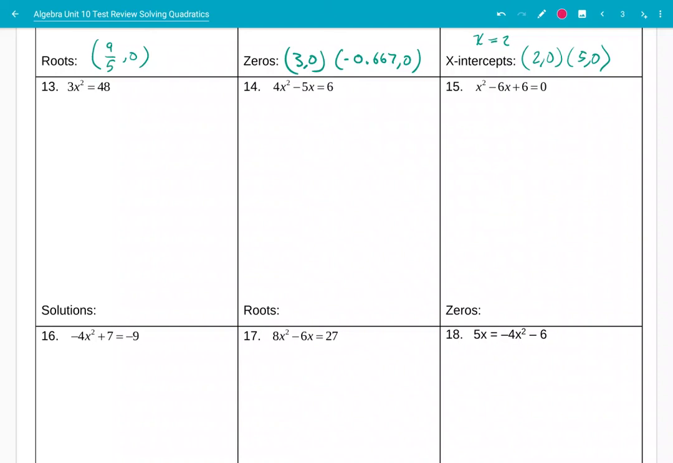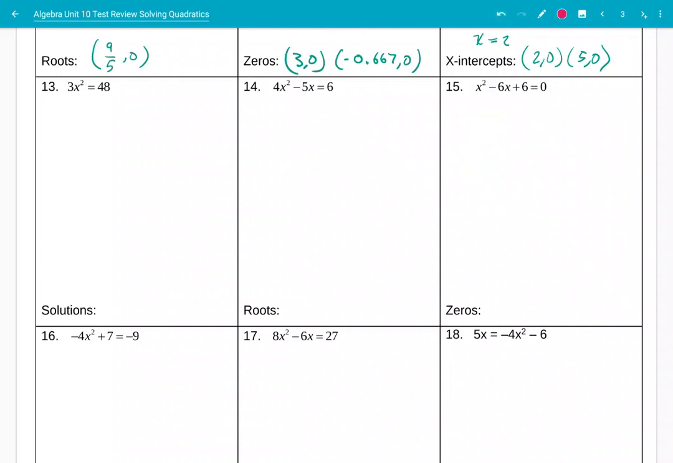Two factors of 6 that add up to a negative 6. That actually doesn't work, does it? Well, the factors of 6 are 1 and 6. Even if they're negative, that doesn't work because that becomes minus 7. And the other factors are 2 and 3. Those add up to be 5, so we're going to have to complete the square.